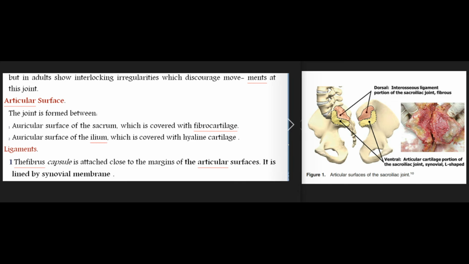Articular surface. The joint is formed between, 1. Auricular surface of the sacrum, which is covered with fibrocartilage. 2. Auricular surface of the ilium, which is covered with hyaline cartilage. Ligaments. 1. The fibrous capsule is attached close to the margins of the articular surfaces. It is lined by synovial membrane.